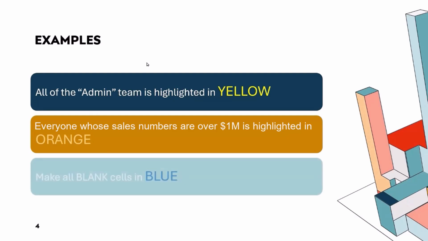Another example is blank cells, right? That's a really important one. If you want to really identify when something is missing, really make it stand out. And this is just a tiny, tiny handful of what you can do with conditional formatting.